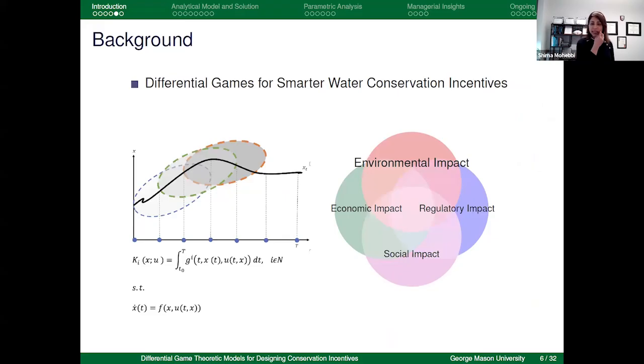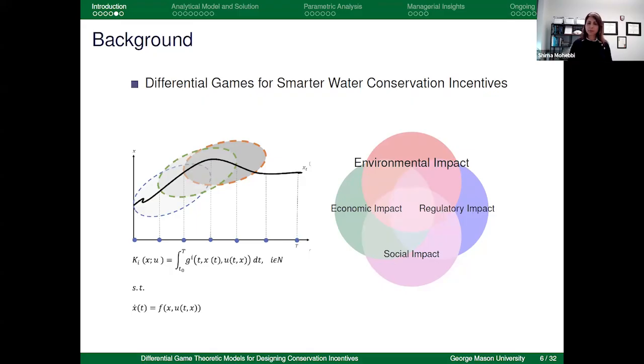Differential game theory is well suited to address these dynamic challenges, particularly in scenarios with unevenly distributed information, as it allows stakeholders to adjust their strategies over time. And this is specifically important for water conservation, where continuous time feedback between stakeholders and network level variables need to be captured to understand and quantify the overlapping social, economic, and environmental impacts.